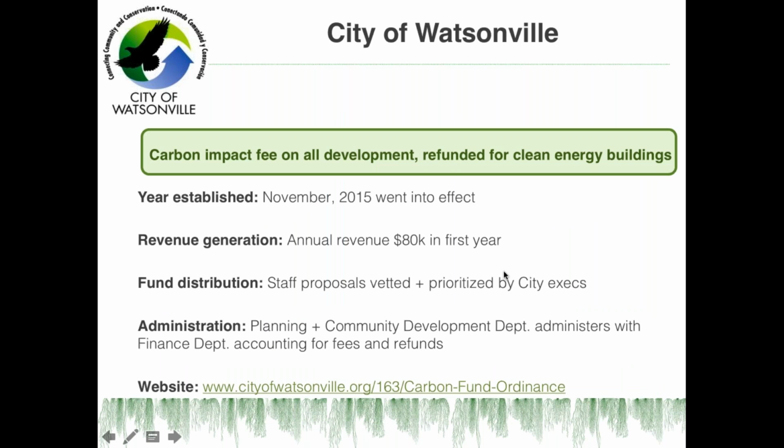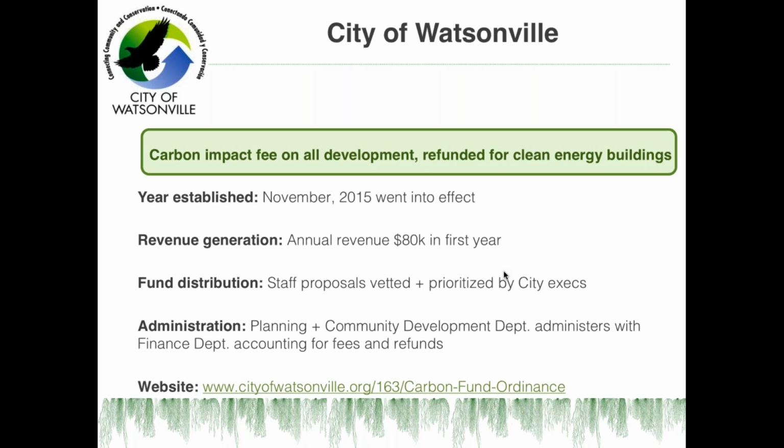So some details on their fund. It was established in late 2015. In its first year, they generated $80,000 in revenue, which was actually very close to what we had projected for revenue based on previous years' development permit fees. The fee itself is a proportion of the building permit fee.